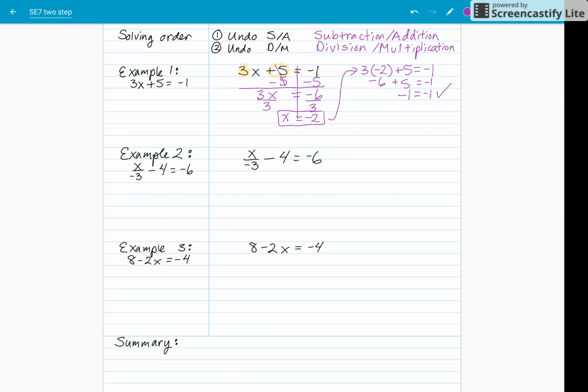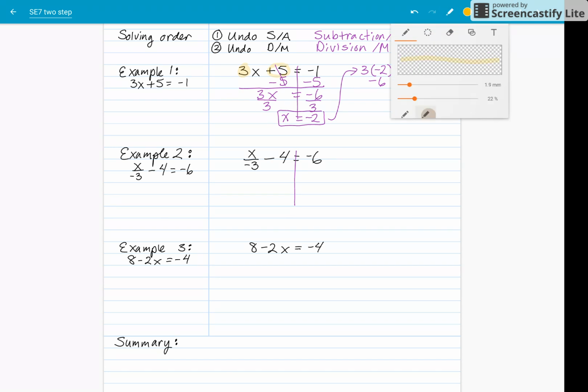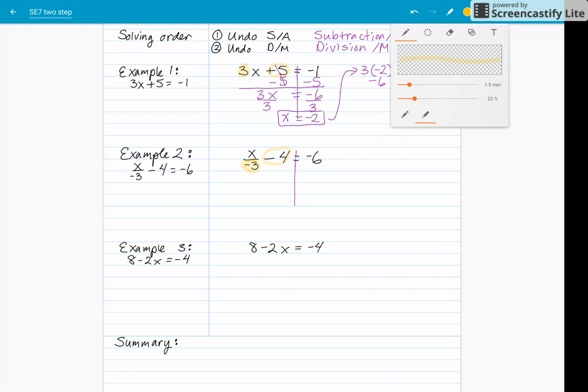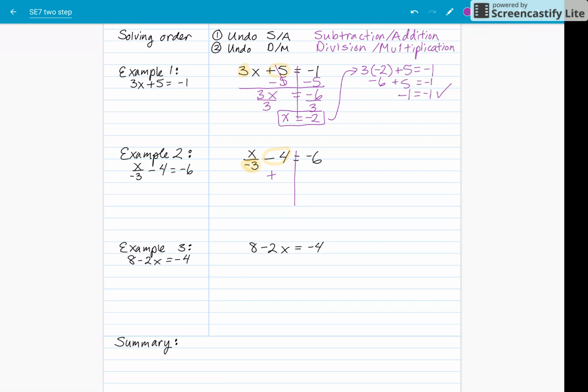First, I divide up the equation at the equal sign. I focus on the side with the x, and I look for the numbers that are with the x that need to be undone. We have one number that's dividing and another that is subtracting. I know that I need to do the subtraction first, and so I use the inverse of subtraction and add 4 to both sides.